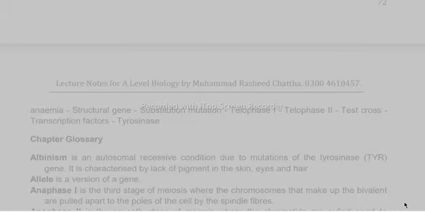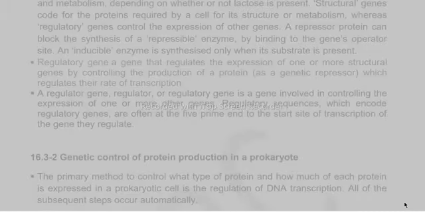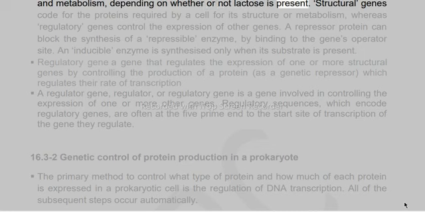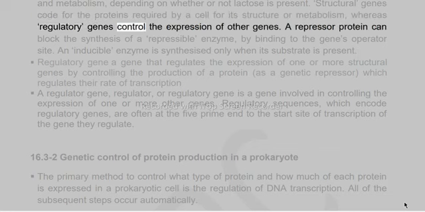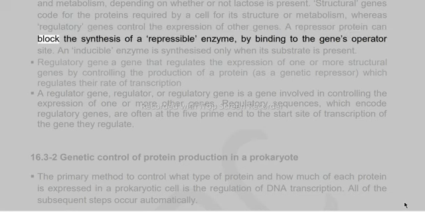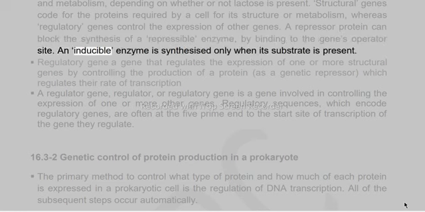and metabolism, depending on whether or not lactose is present. Structural genes code for the proteins required by a cell for its structure or metabolism, whereas regulatory genes control the expression of other genes. A repressor protein can block the synthesis of a repressible enzyme by binding to the gene's operator site. An inducible enzyme is synthesized only when its substrate is present.